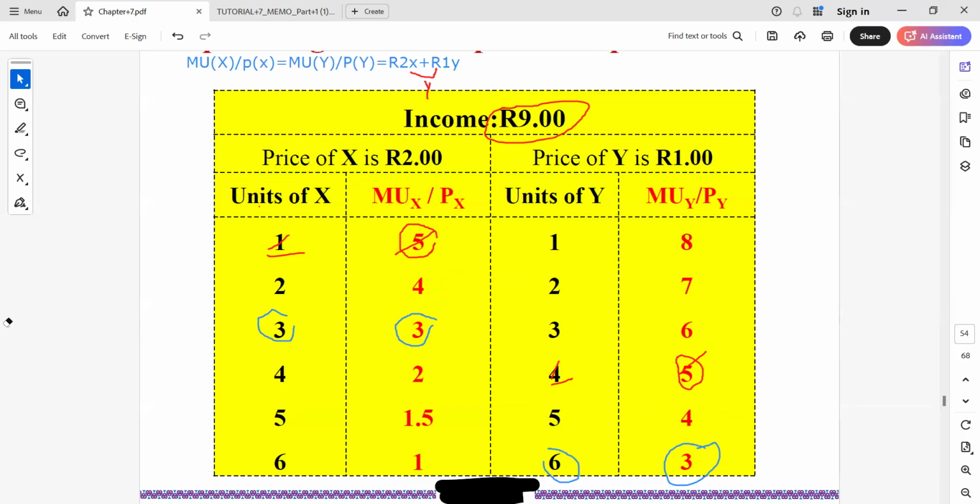Let me just use a different color. I'm just going to use green. So this one here, this and this. You see the first condition is satisfied because your marginal utility per rand here is 4 and your marginal utility per rand here is also 4. Do you see that? And then we just look at the combinations now.